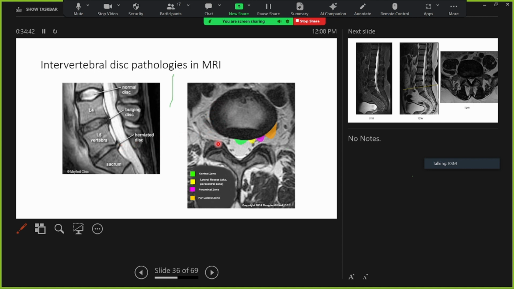Depending on the disc where it is protruding, you can get symptoms. Now if it is in the central zone, protruding centrally, you can get compression of the thecal sac and cauda equina syndrome. Like here, if it is lateral, in the lateral zones, foramen and far lateral, the compression will give rise to nerve root compression symptoms.